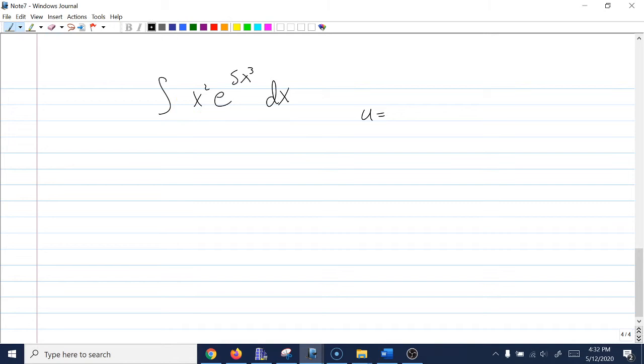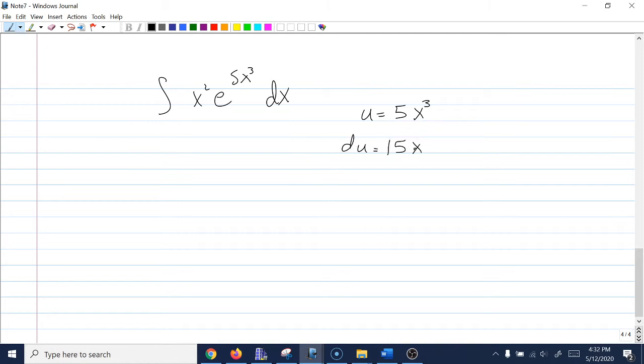I don't see the 15, but that's just a constant. I can fix the constant. So I'm going to write u equals 5x cubed. That thought bubble stuff was me convincing myself this is a good idea to try for the u. If u is 5x cubed, then du is, what's the derivative of that?